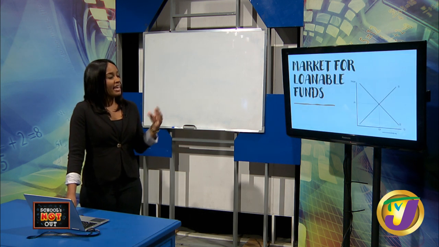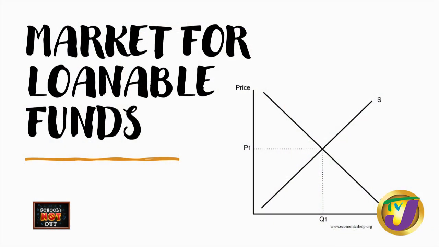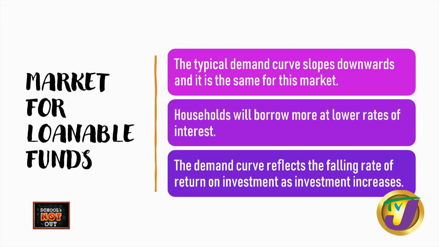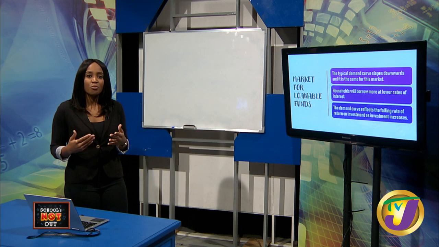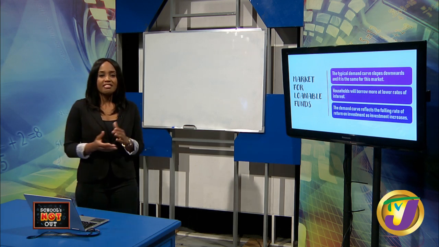Now, in this example of the supply and demand curve, this is a market for loanable funds, and where we have price, that's really the rate of interest. So the typical demand curve slopes downwards, and it's the same for the market for loanable funds, and households will borrow more money at lower rates of interest, which if you're comparing this to the market for goods and services, when the price of goods and services are lower, that's when you purchase more goods and services. So the concept is similar.